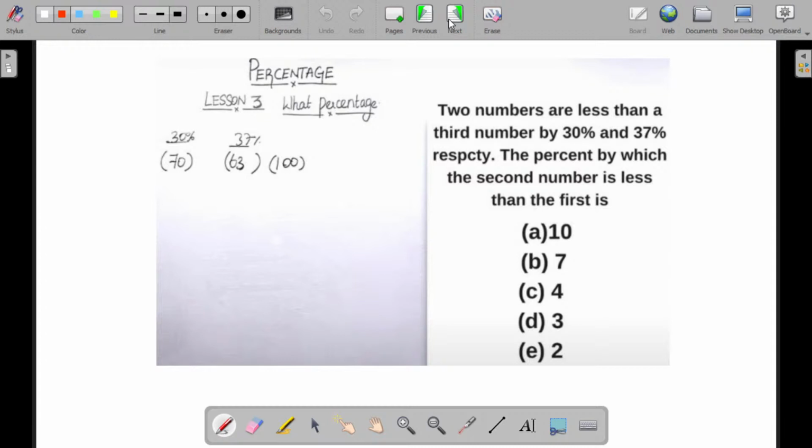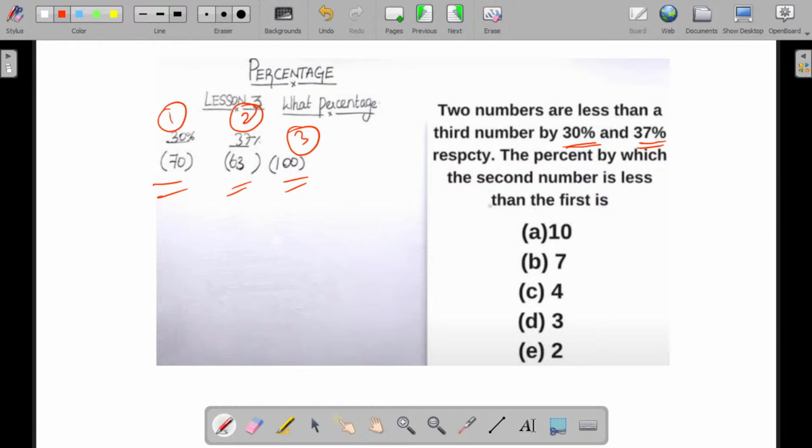Next question. The two numbers are less than a third number by 30 percentage and 37 percentage. Okay, there are two numbers, and they are less than the third number. This is the third number, then the first number and the second number. The first number is less than by 30 percentage, and the second number is less than by 37 percentage.